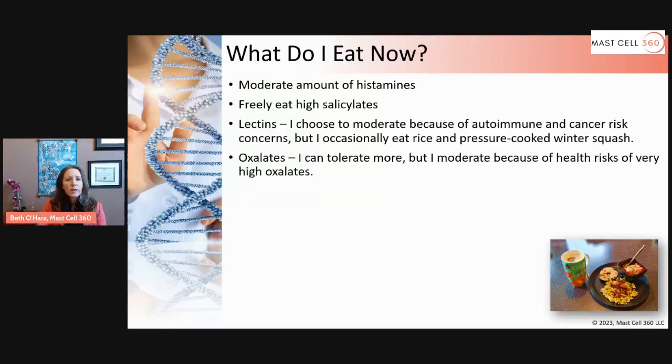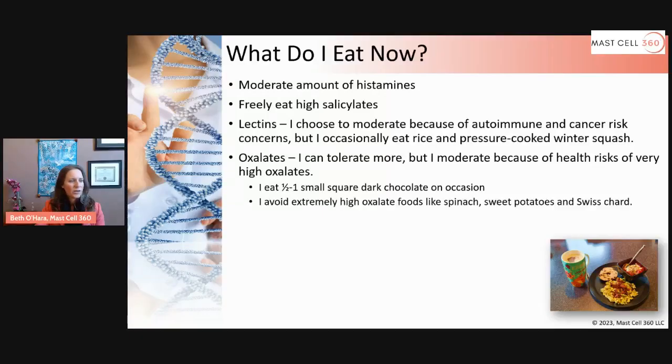And oxalates, I could tolerate a lot more, but I moderate. Like I talked about, I don't do 2 servings of beets. But I eat a little bit of chocolate. That's my one thing in that high oxalate category. I'll have a half to 1 small square of dark chocolate on occasion. And I just avoid those super high ones. So let's talk about, oh, I got one more on this.